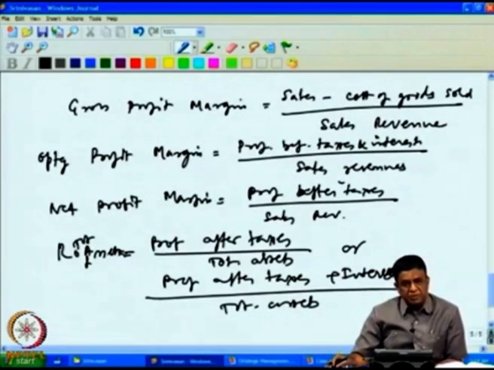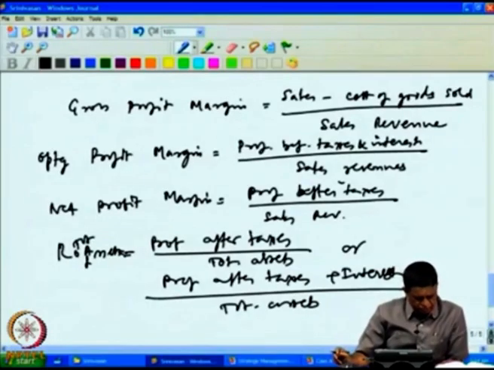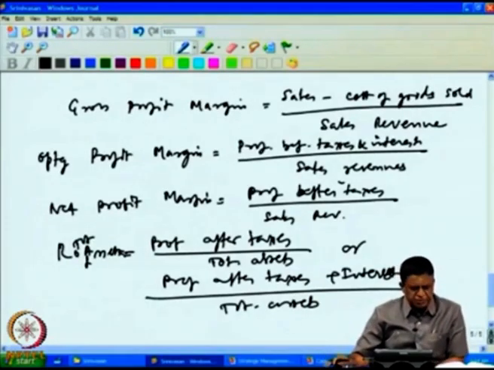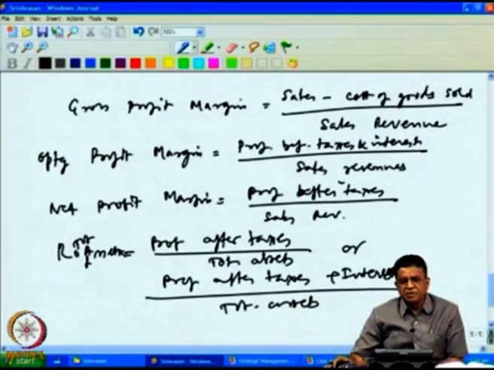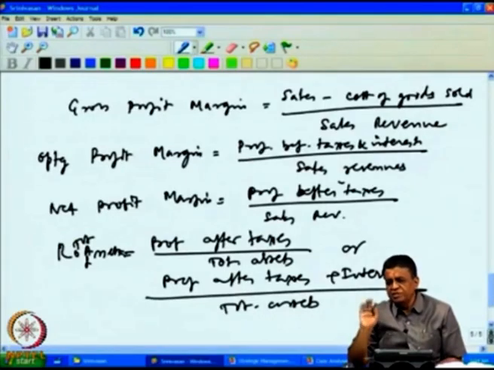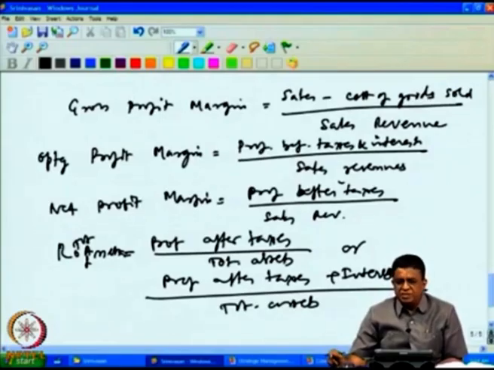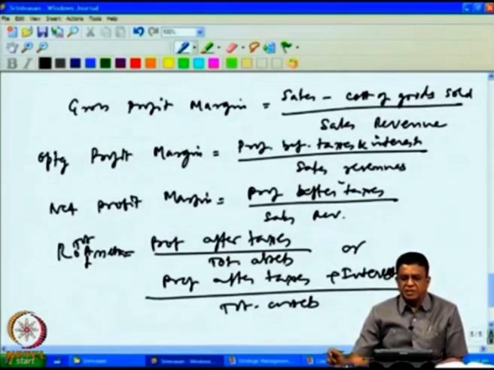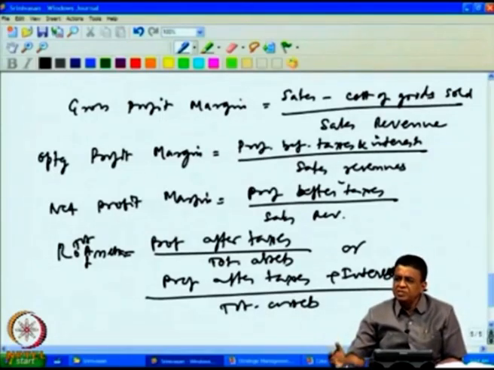So, what does it tell you? It is a measure of the return on total investment in the enterprise. This is what I mentioned in the last class. Why will you invest in a company? Suppose your investment is not fetching you the returns, why should you invest in such a company?